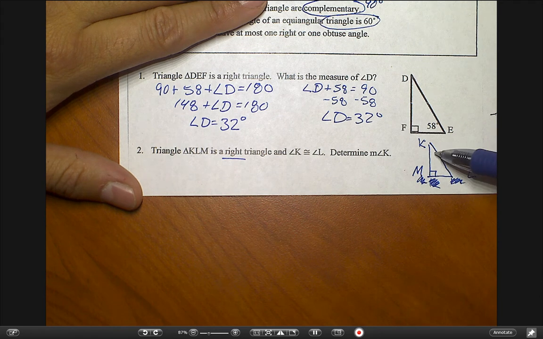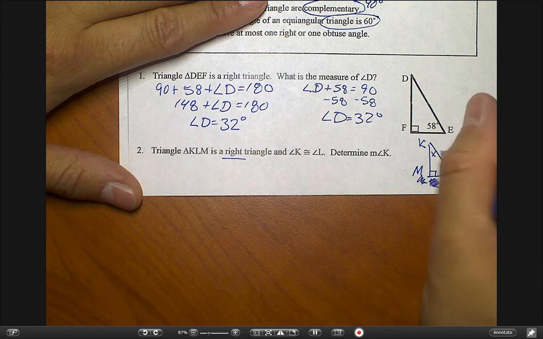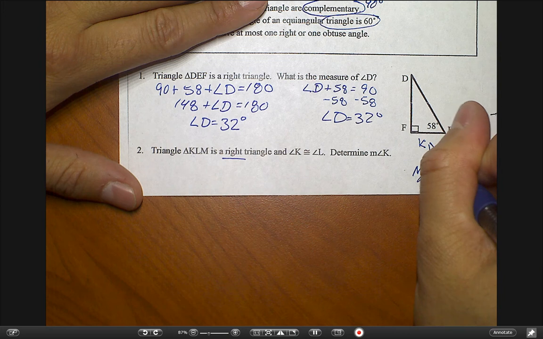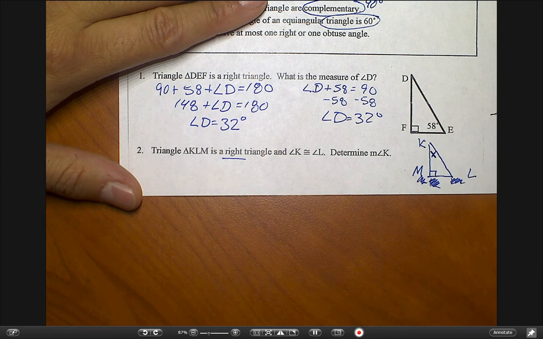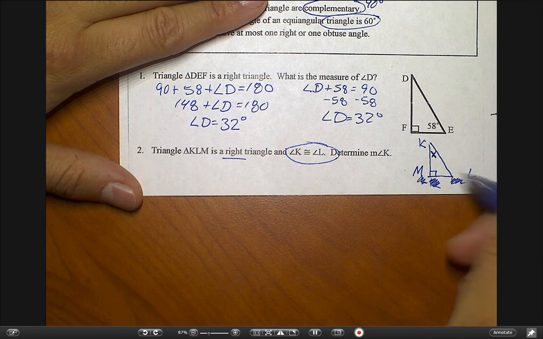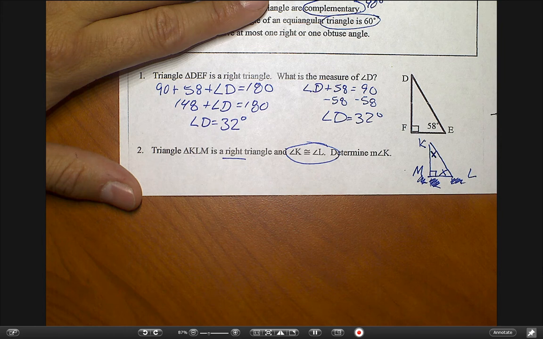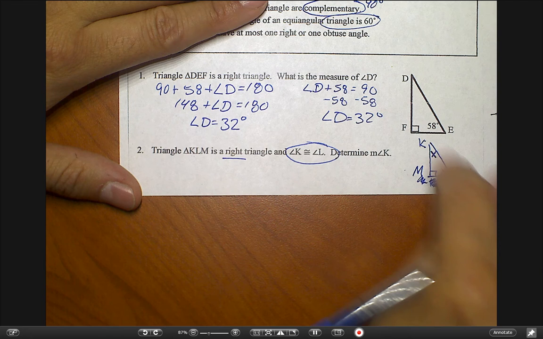So I'm going to put a variable. I'm going to put an X right here. But if K is congruent to L, like it says right here, what am I going to put down here for L? X. There we go. So I'm trying to give you a hint. I'm telling you the answer beforehand, so please pay attention on this. Okay? So right here, I have X and X.